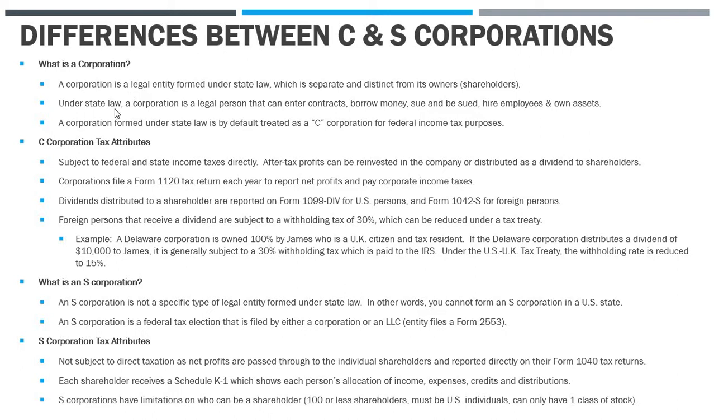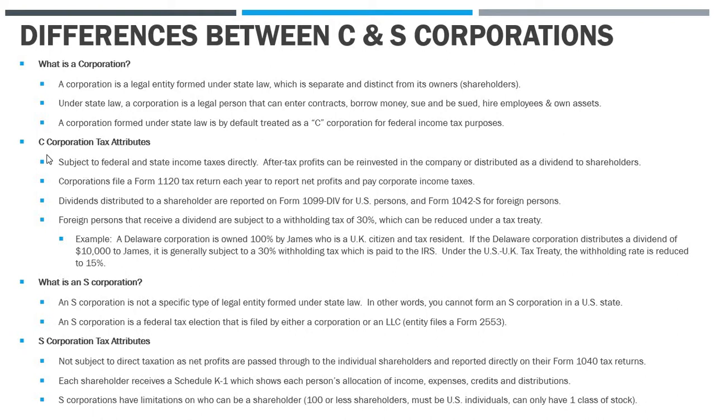Now, when you have a corporate entity formed under state law, by default, it's going to be treated as a C Corp for federal and state tax purposes. Okay, so that's very important. So whenever you set up a corporation, you can presume that as long as it's a for-profit stock corporation, it's going to be treated as a C Corp for federal tax purposes.